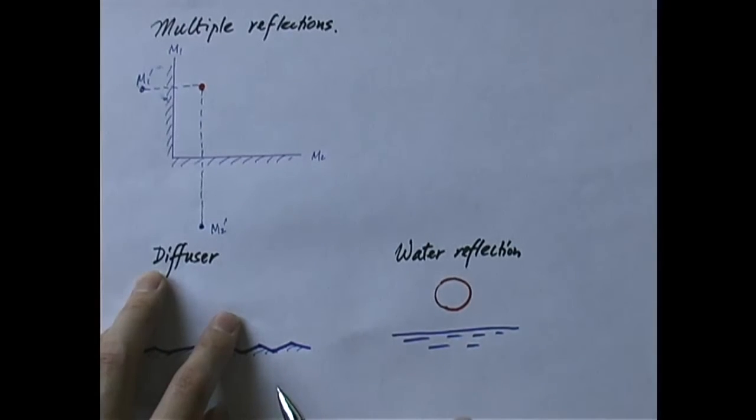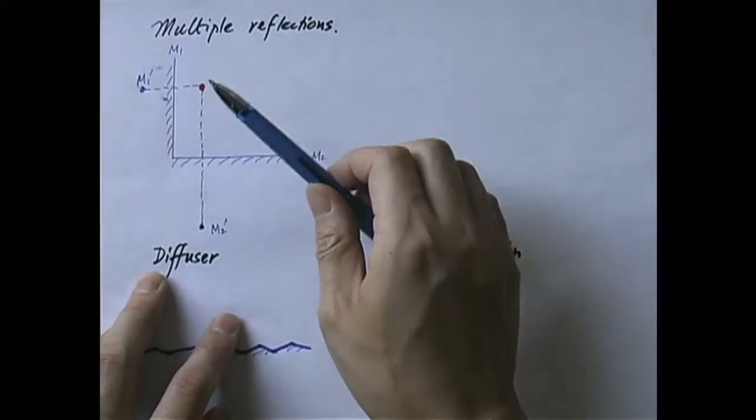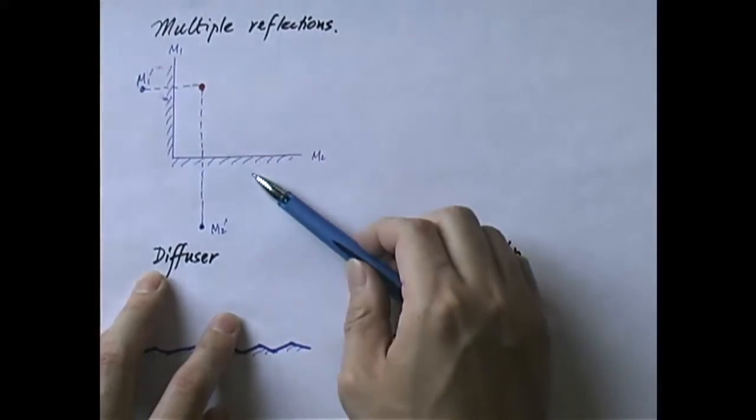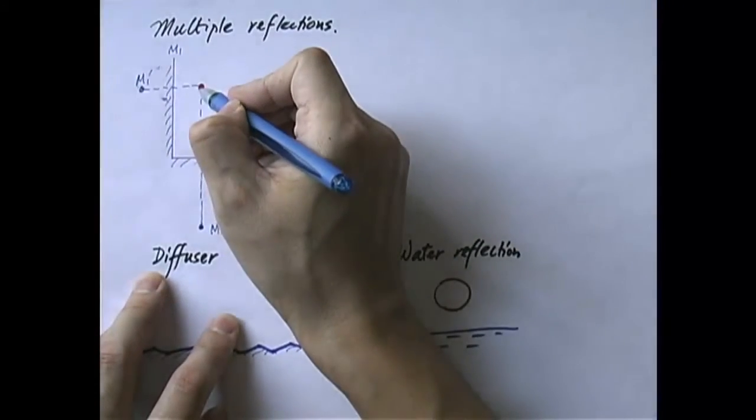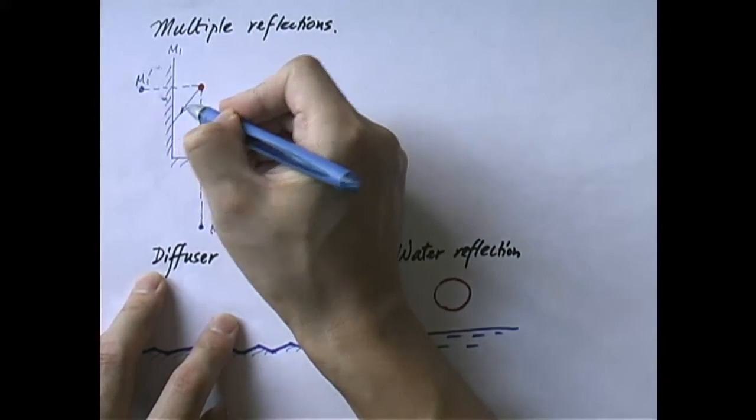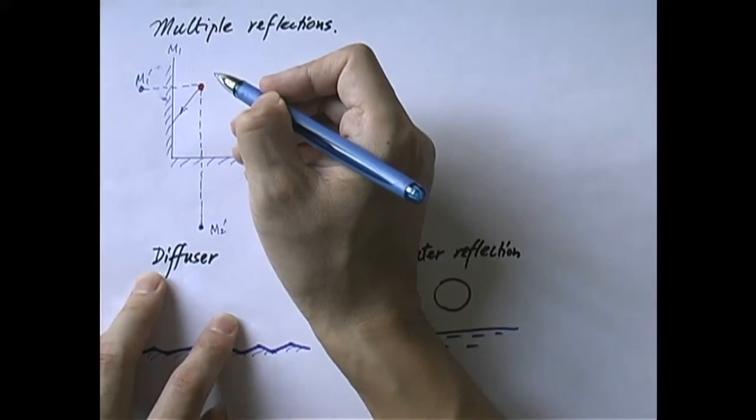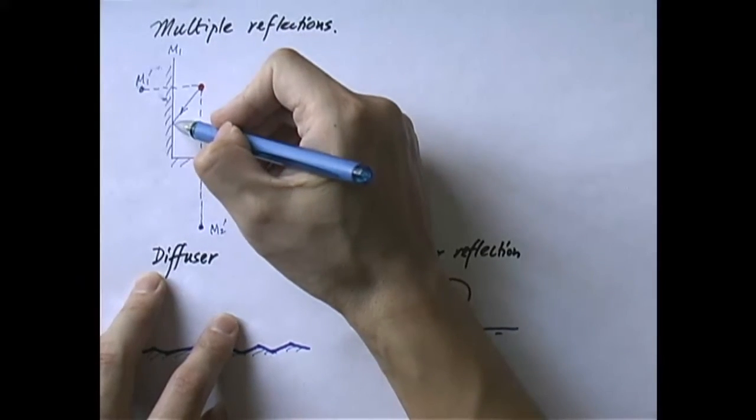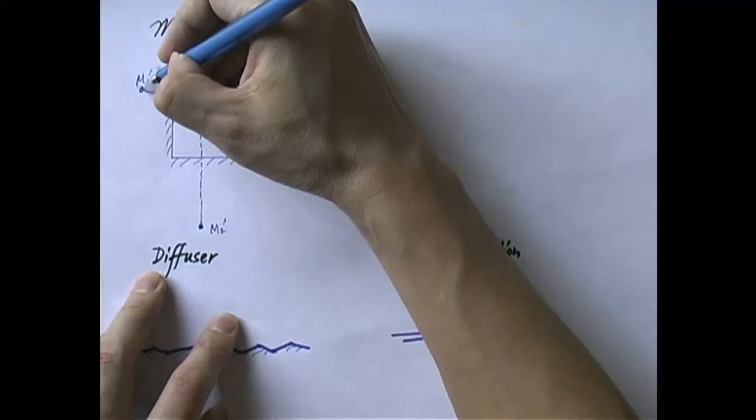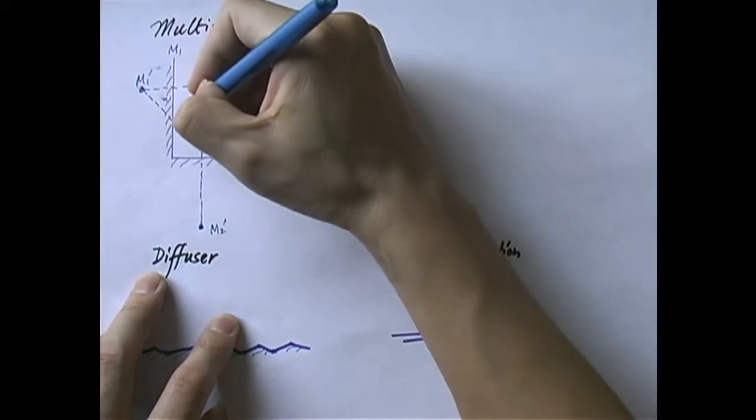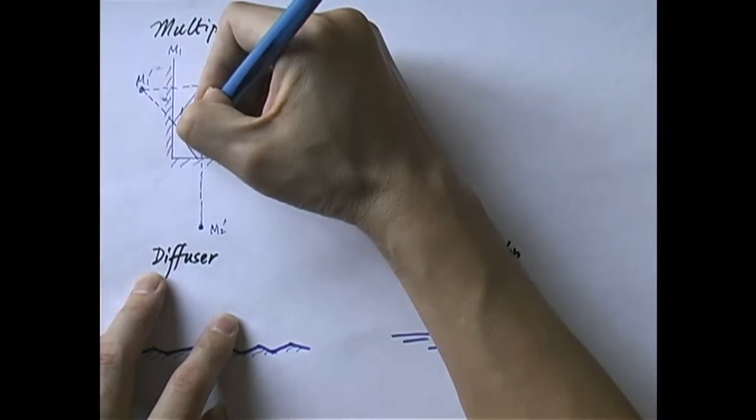Is it possible for a light beam to be reflected by both of these mirrors, M1 and M2, to form an image? Well, of course, it is possible. For example, suppose I have a beam of light coming from the object like this. So it hits the first mirror first. Where is it going to go after getting reflected by the mirror? Well, simple geometry tells us it's going to go this way.